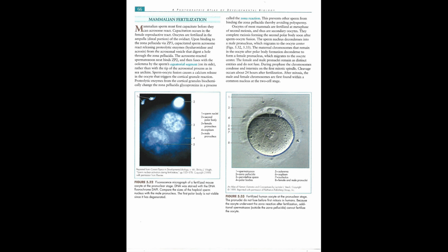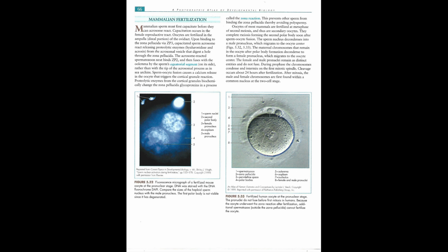Oocytes of most mammals are fertilized at metaphase of second meiosis, and thus are secondary oocytes. They complete meiosis forming the second polar body soon after sperm-oocyte fusion. The sperm nucleus decondenses into a male pronucleus, which migrates to the oocyte center, Figs 5.32, 5.33. The maternal chromosomes that remain in the oocyte after polar body formation decondense to form a female pronucleus, which migrates to the oocyte center. The female and male pronuclei remain as distinct entities and do not fuse.